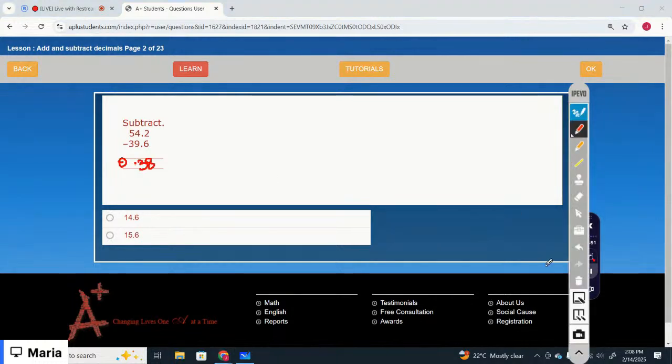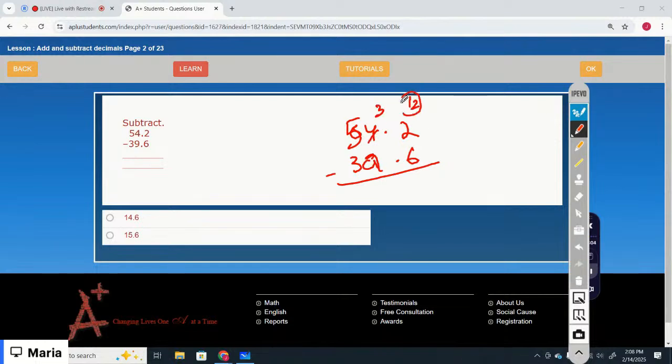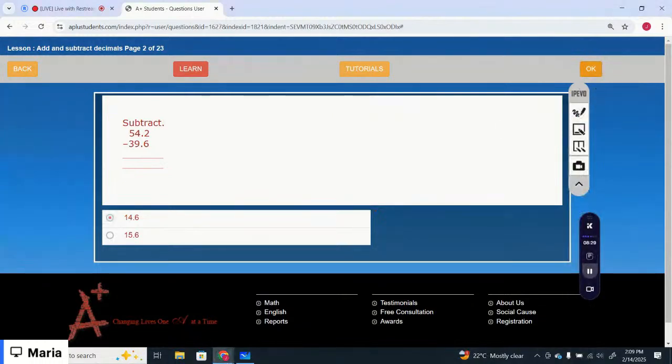54.2 take away 39.6. So just line them up according to the decimal point, and then subtract. You cannot subtract 2 out of 6, so you need to borrow 1. That makes 12. 12 take away 6 is 6. Now you cannot subtract 3 out of 9, so you need to borrow 1. That makes 13. 13 take away 9 is 4, and 4 take away 3 is 1. That is 14.6. Option number 1 is the correct option.